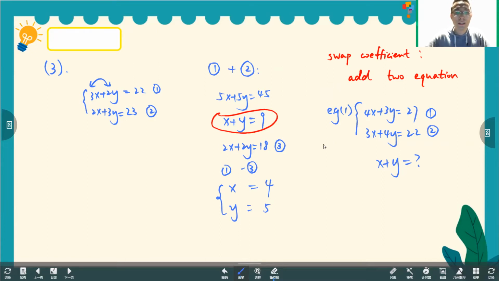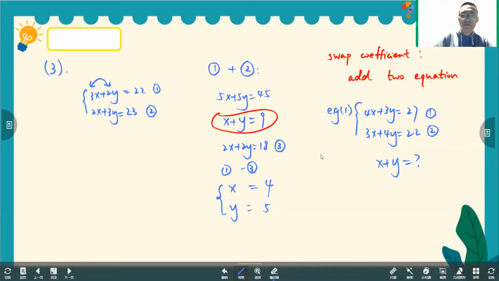X plus y, 7. Leon, always the fastest. Good job. 8. Nicole got 8. Eric got it correct as well. X plus y is 7. Good job. Mina also correct, 7. Good job. Okay, yeah, she got it correct. Michelle got it correct. Good job.